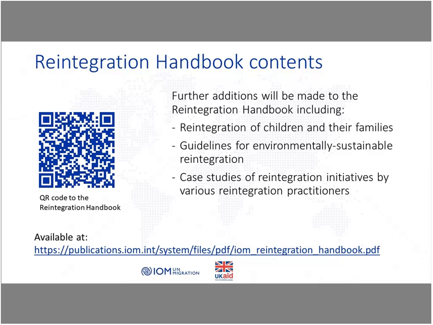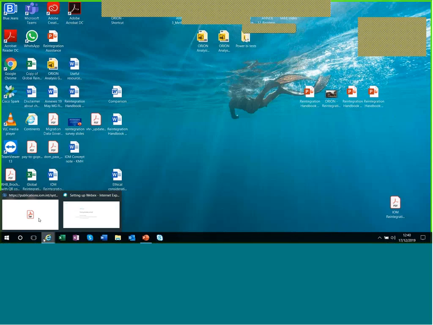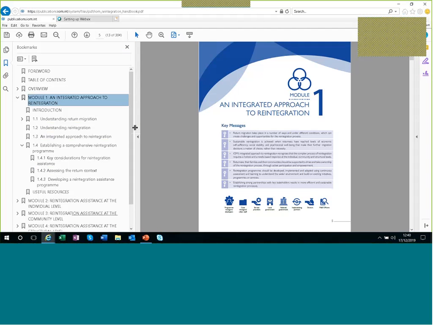So at this point, I want to share my screen so that I can show you what the handbook looks like. I hope you've been able to scroll through it, but just a couple of things to show you. So this, for example, is the first page of module 1. Each module has some key messages, the key takeaways from the module. And it highlights who the target audience is for this module. So for this first module, it's really for anyone who is interested in reintegration, from donors to case managers to service providers.